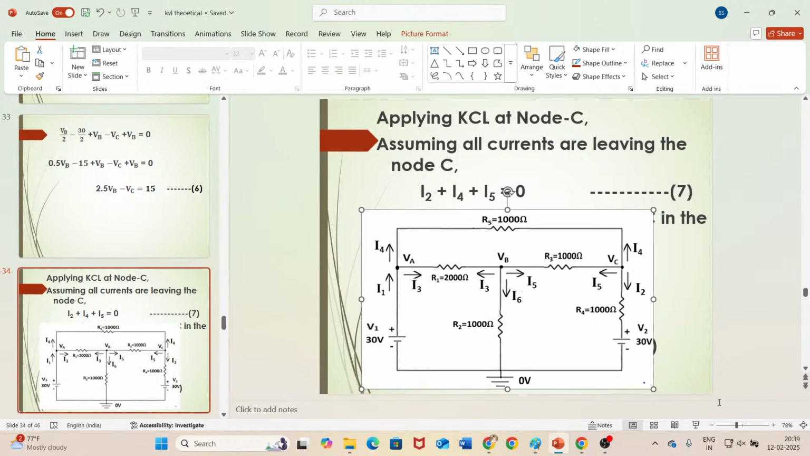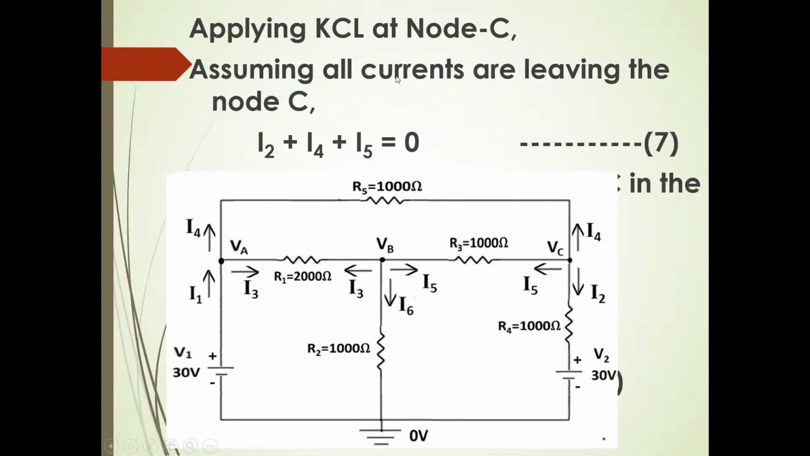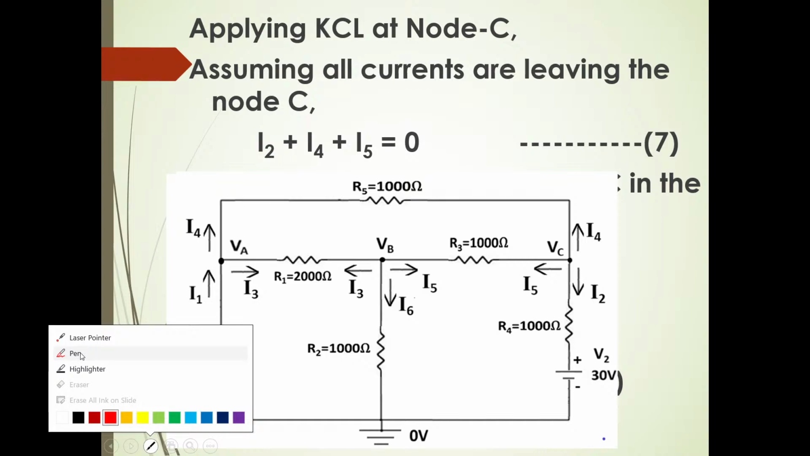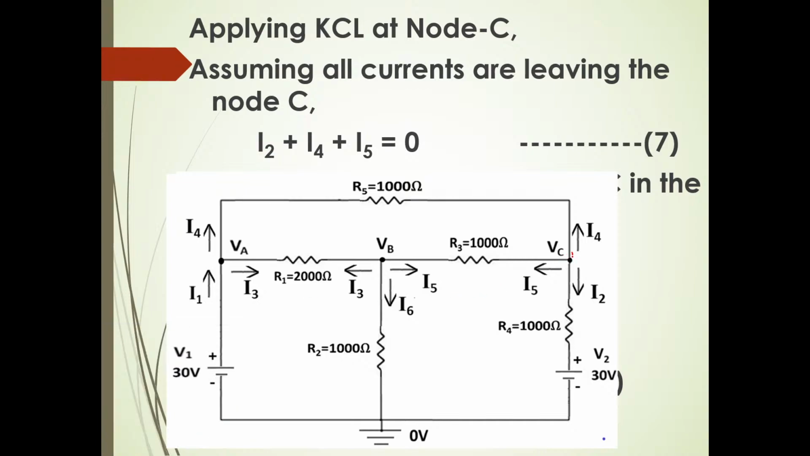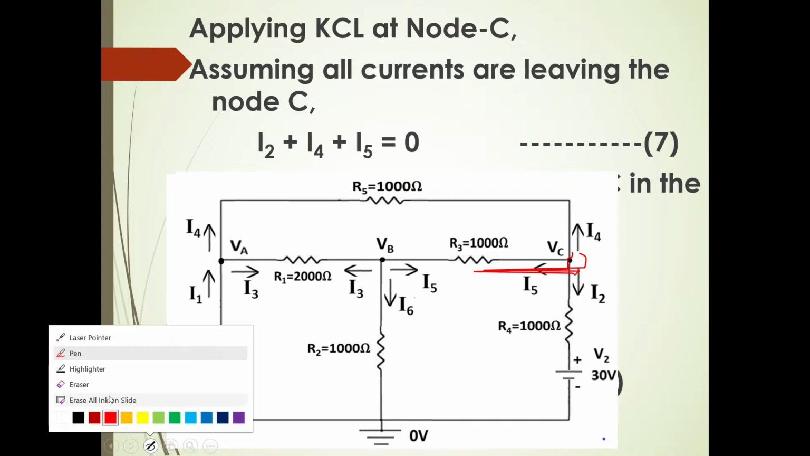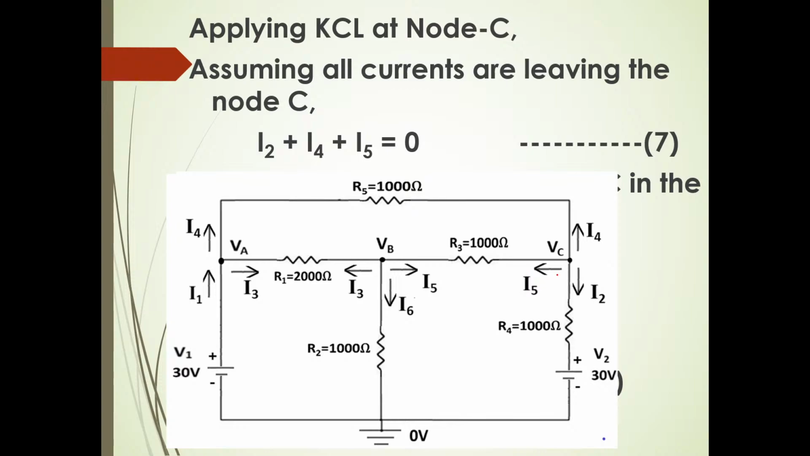So at node C, if you just observe at node C, all the currents, what did I assume? At node C, this is my node C, isn't it? Node voltage is VC. How are the currents? All the currents are leaving the node. They are moving away from the node, isn't it? All these three currents are moving away from the node, means they are leaving the node.